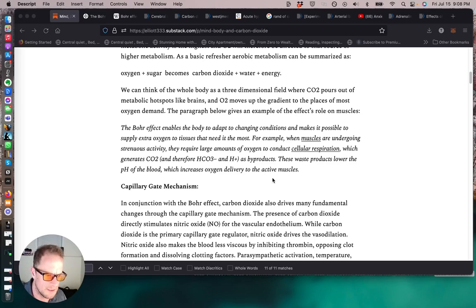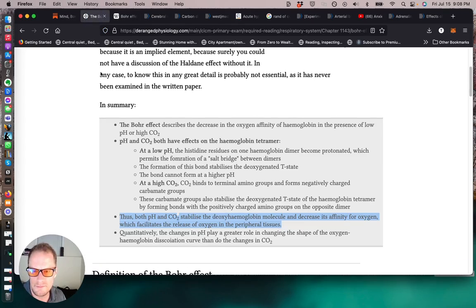Okay, so what is the Bohr effect? The Bohr effect describes the decrease in oxygen affinity of hemoglobin in the presence of low pH or high CO2. So both the pH and CO2 have an effect on hemoglobin, and they hold hemoglobin in a structure that allows oxygen to more easily depart and then enter tissues that are around it, wherever the blood is at that time.